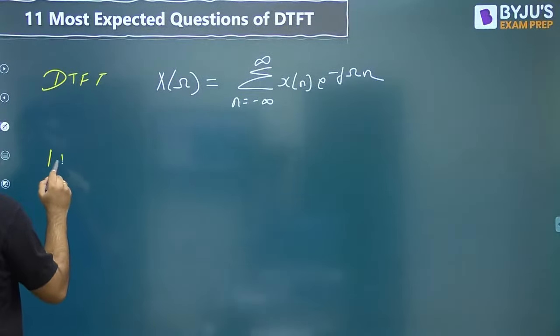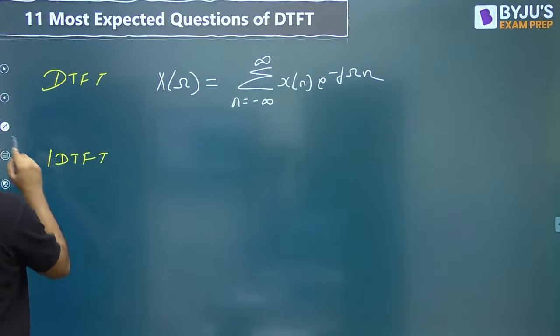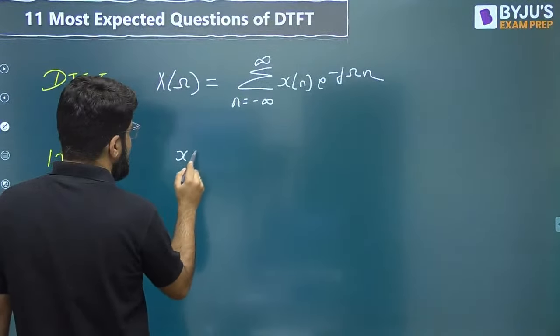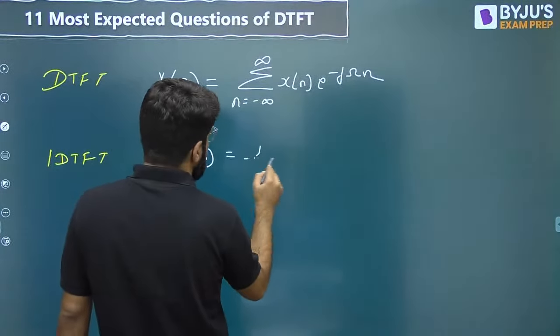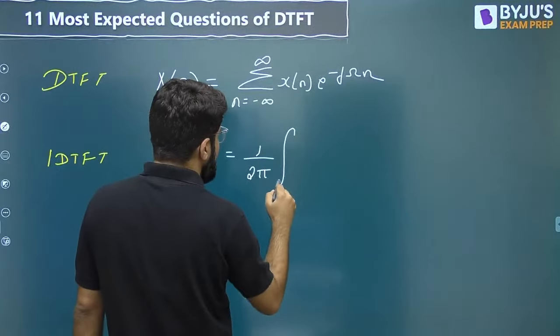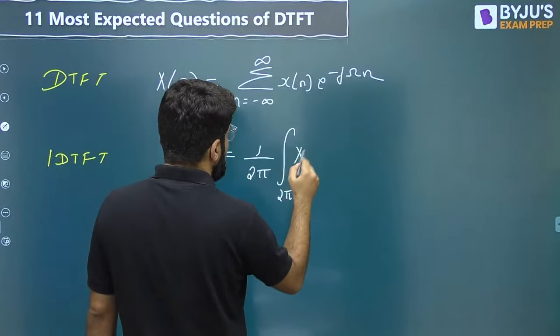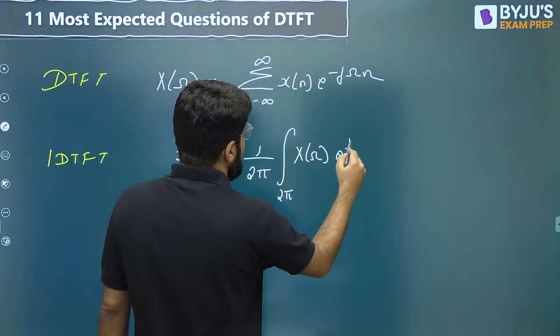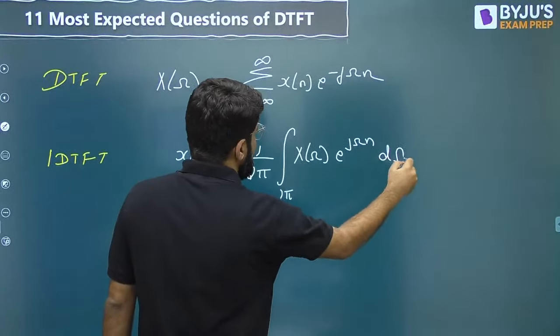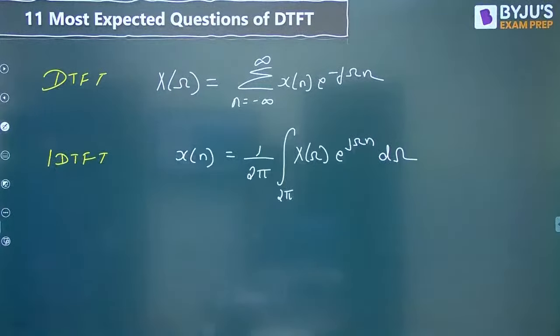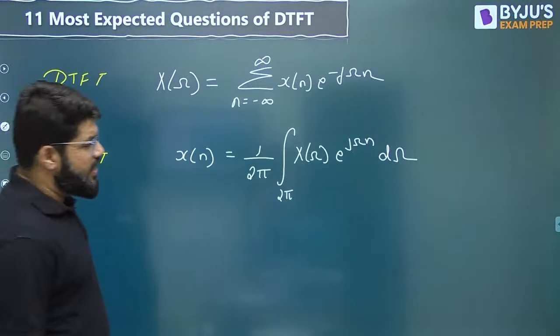And similarly, what should be the IDTFT formula? x[n] is given by 1 upon 2 pi, integral over any one time period, X(omega) e raised to the power j omega n d omega. These are the basic DTFT and IDTFT formulas.